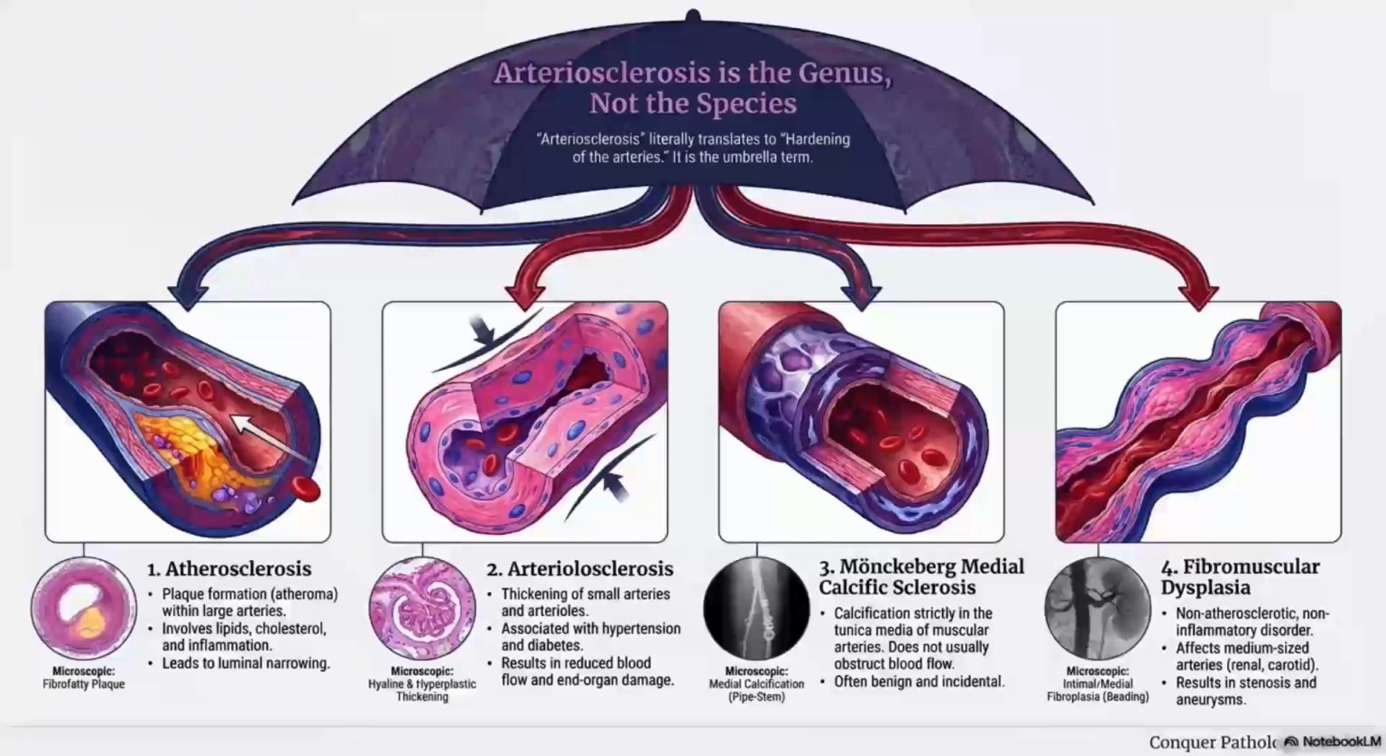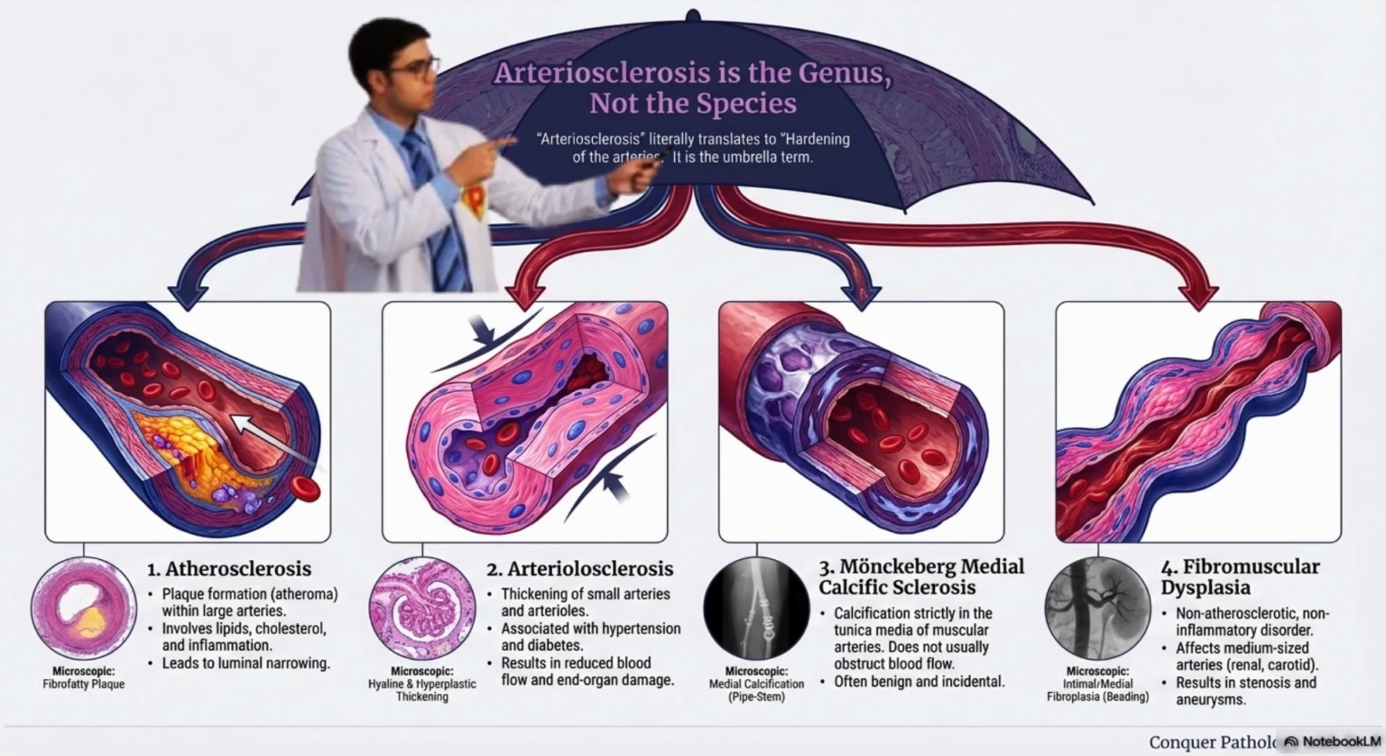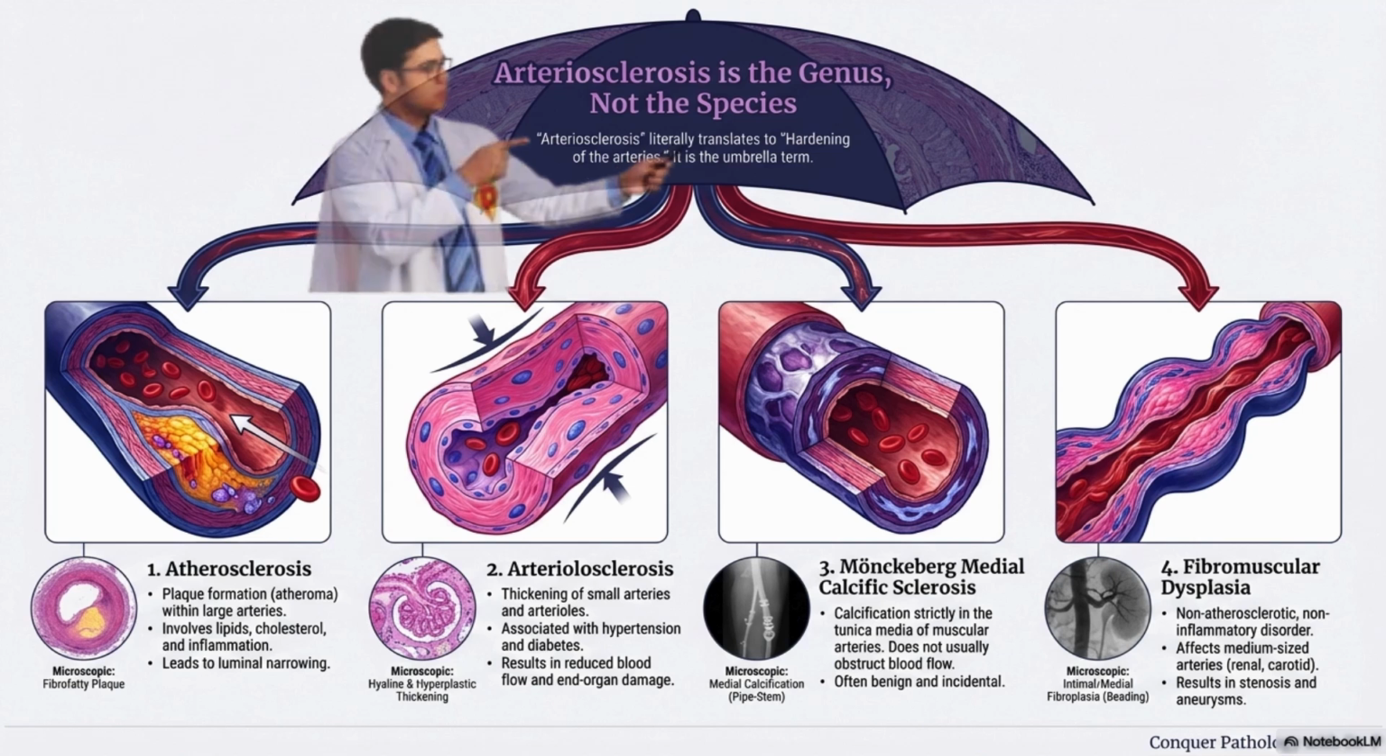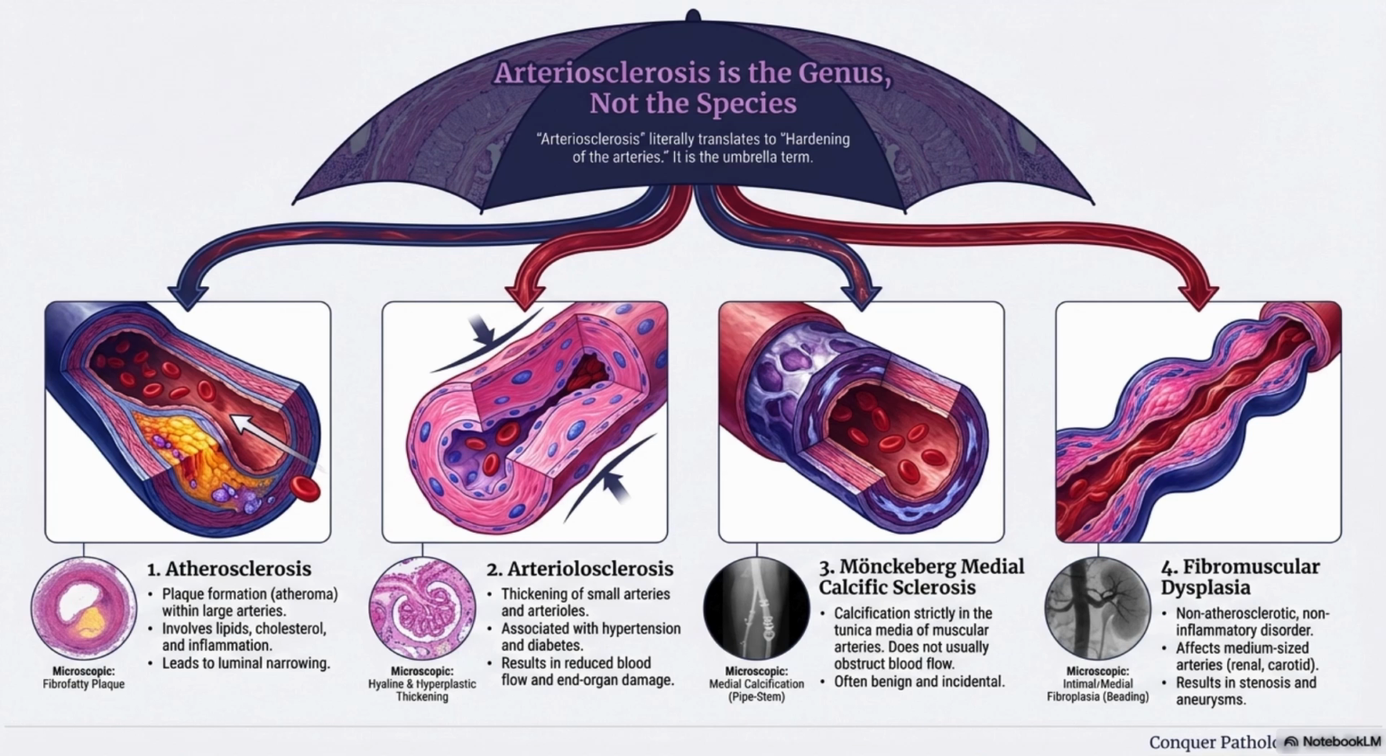Moving on to the next slide, we need to clarify some terminologies. Arteriosclerosis. It is the genus, not the species. Arteriosclerosis literally translates to hardening of the arteries. It is just the umbrella term. Under this umbrella term, we have 4 distinct types: atherosclerosis, arteriolosclerosis, Monckeberg's medial calcific sclerosis, and fibromuscular dysplasia.